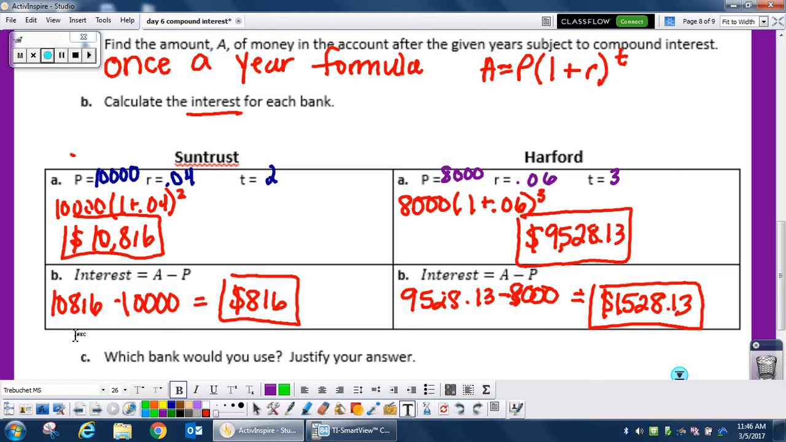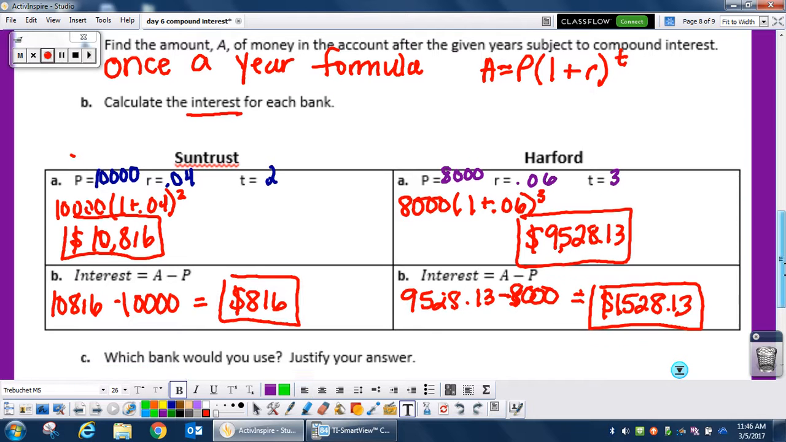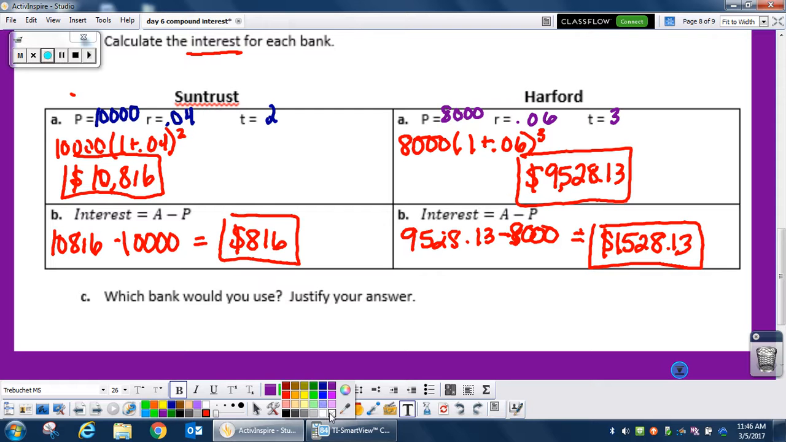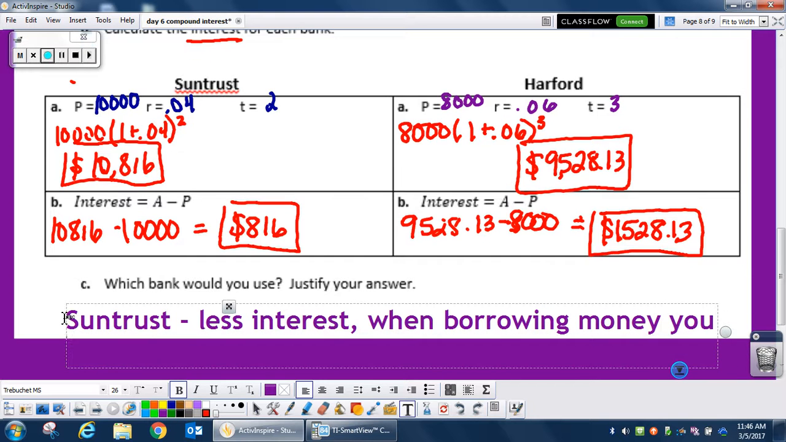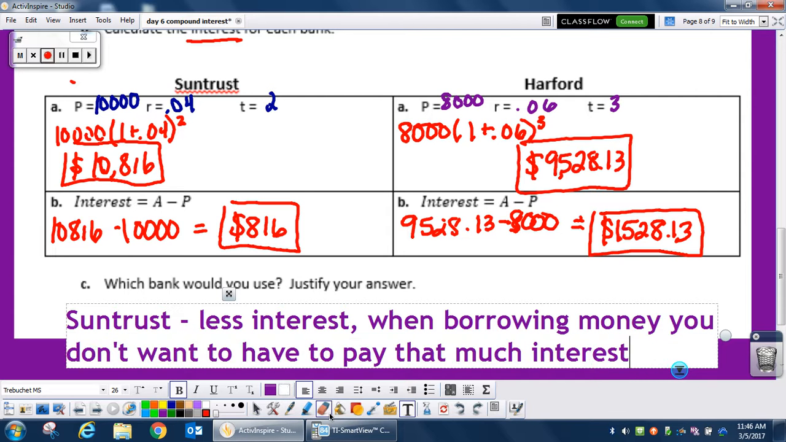So if you were to choose your bank, this is my personal opinion, I would choose SunTrust. Less interest, and when borrowing money, you don't want to have to pay that much interest. Watch out, I'm going to put this on here so you can see. There you go. SunTrust, because it's charging you less interest, and when borrowing money, you don't want to have to pay that much interest. Okay? If it was when we were saving money, I would have chosen Hartford, because you want more interest when you're saving.